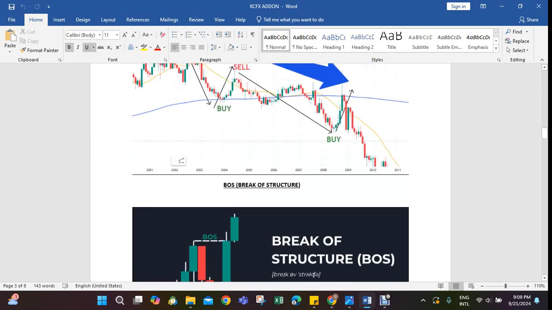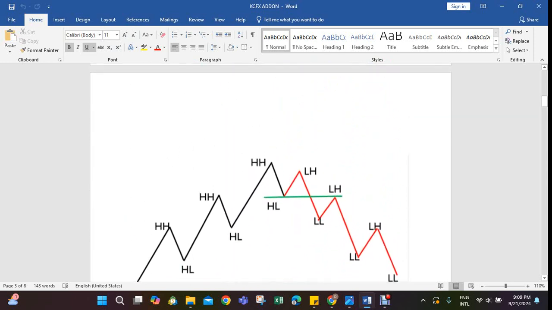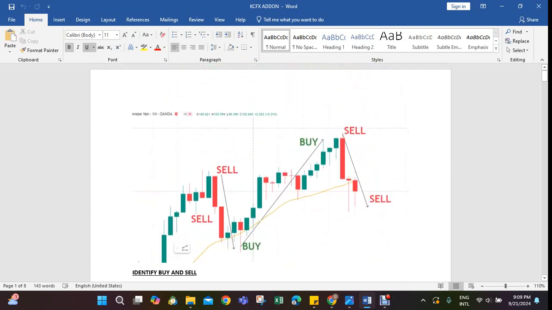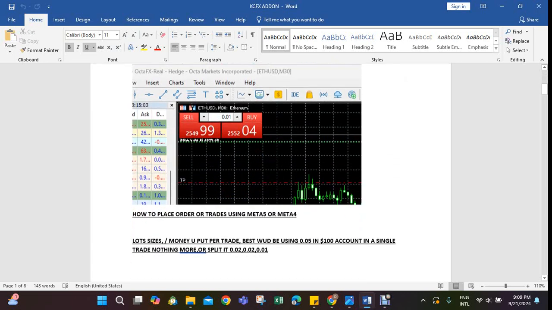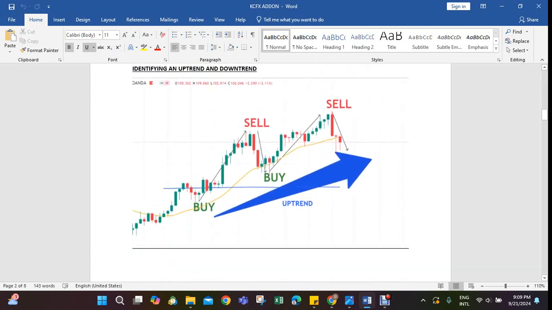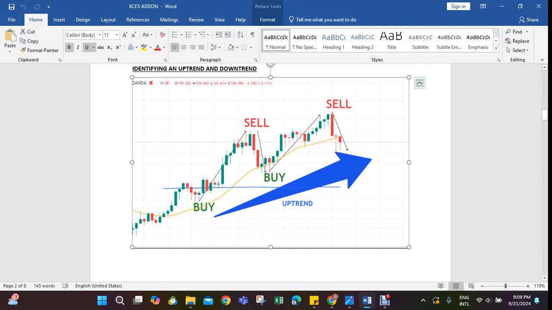Now let me take it up so we can quickly take an example. We can use this one. Look at this, this is an uptrend. It's going up because we're having higher high, higher low, higher high, higher low. Now look at it. This one here is a higher high, while the down one here is a higher low.